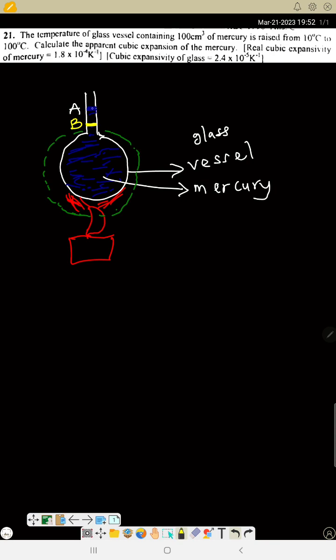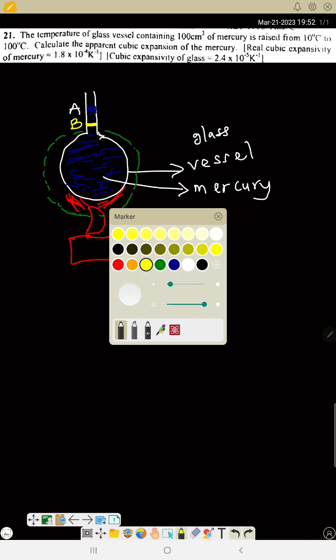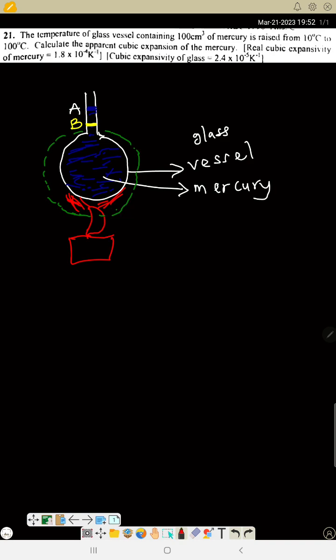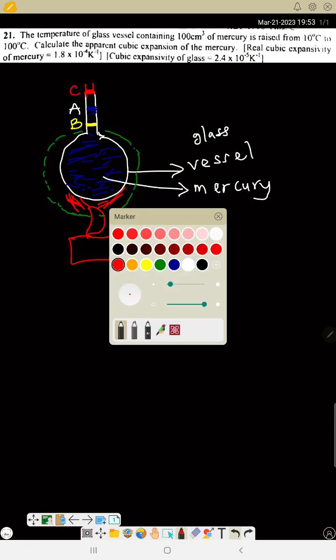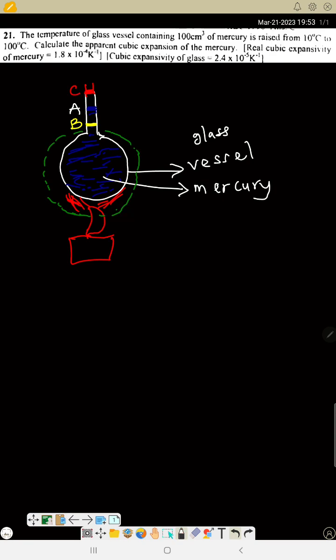So remember, this is the initial level of the mercury, but if it is subjected to heat, then the level of the mercury will come down to this point B. Now after some time, if the heating continues, then the mercury will rise again. Then it will rise to a point. Let's call this point C. So the mercury will rise to a point there again. What do you notice here?